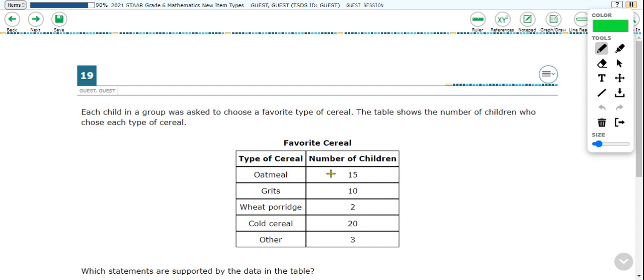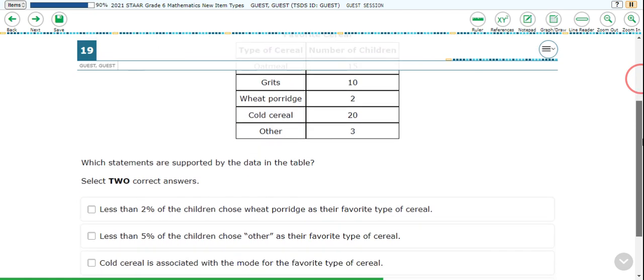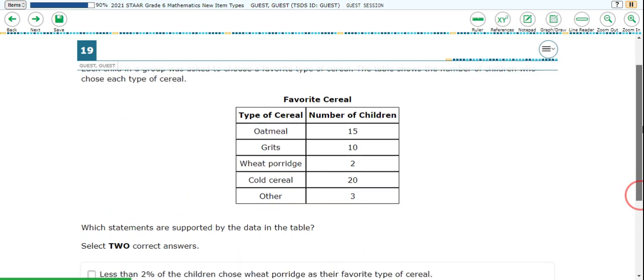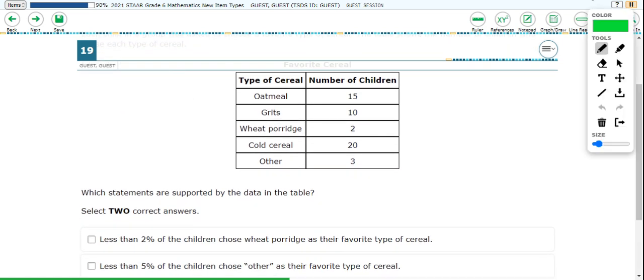Okay, for question 19, it's asking about... go down below. It looks like they're talking about percents. So we come up here to figure out what percent of the cereal we have. Can I add up all the students in the survey? 5, 6, 7, 8, 9, 10. 1, 2, 3, 4, 5. So 50 is not out of 100, but if you multiply it by 2, that will give us the percents.